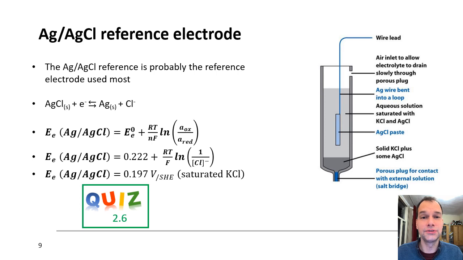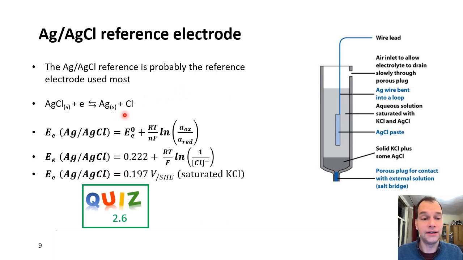Another commonly used reference electrode is the silver-silver chloride electrode. The equilibrium that occurs in that electrode is an equilibrium of silver chloride plus an electron gives metallic silver and chloride. And here you see the system that it consists of: a silver chloride paste and a solution of KCl and silver chloride.